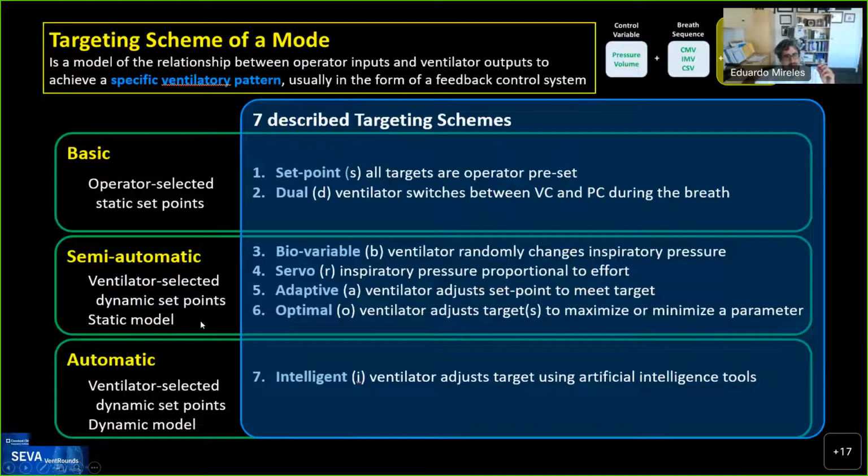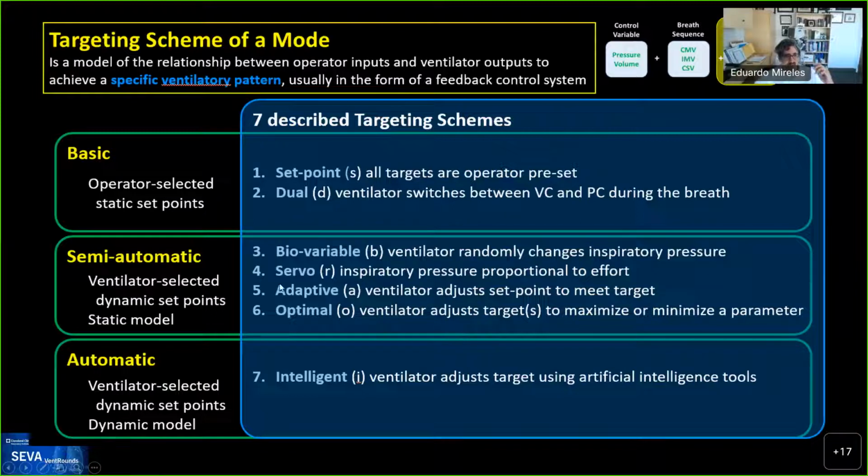And finally, automatic, where essentially you connect the patient to the ventilator, you enter very few variables, and the ventilator uses tools from artificial intelligence to control most of the settings on the ventilator. And so you can see that from basic, where there's a lot of involvement of the operator, all the way to automatic, we have those available out there.